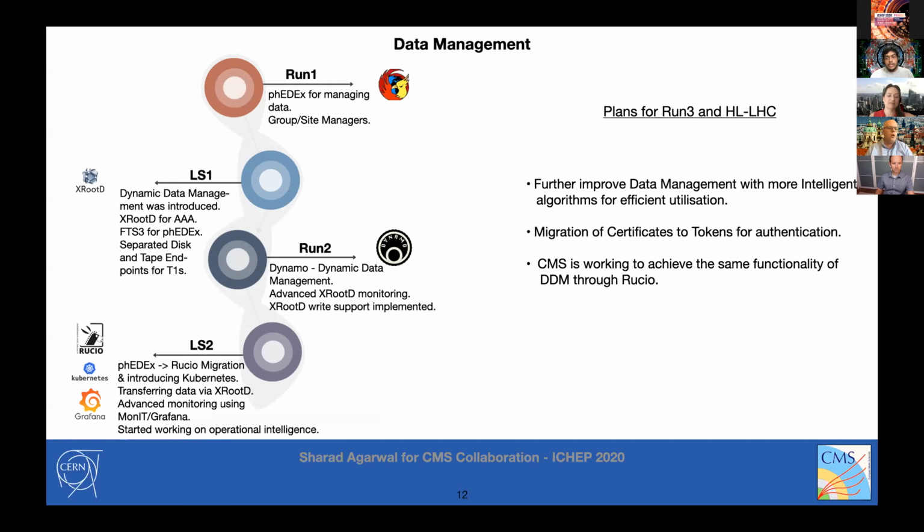The plans for Run 3 and HL-LHC are basically to improve the data management with more intelligent algorithms for efficient utilization of disks and tapes. The second is to migrate from certificates to tokens for authentication. And CMS is also working to achieve the same functionality of dynamic data management through Rucio.